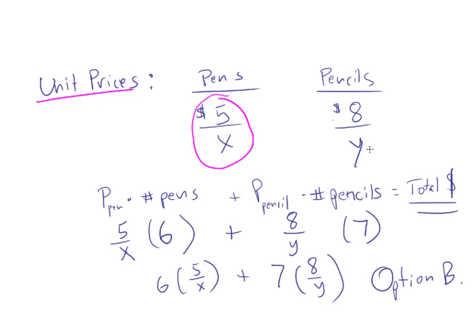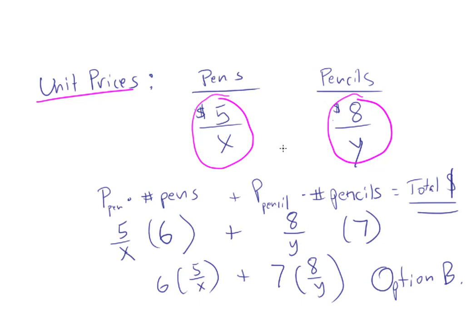How about pencils? I can buy Y pencils for $8. Well, if that's 2 pencils, then for $8 Y equals 2 pencils. It would be 8 divided by Y equals 2, or $4 per pencil. So 8 over Y is the unit price per pencil. It is not the other way around.